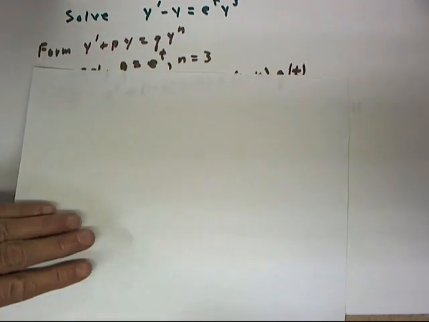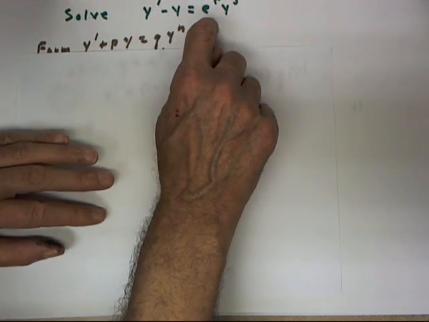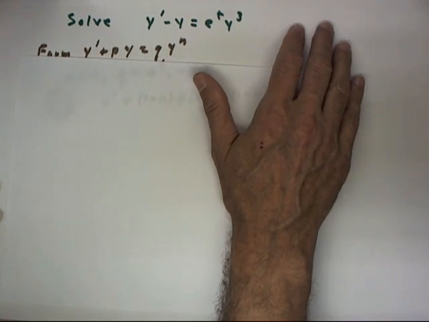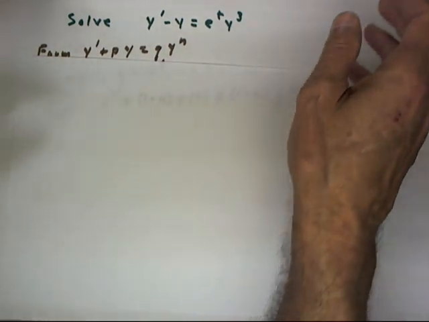We solve the equation y prime minus y equals e to the t y cubed, which we can identify as a Bernoulli equation. The form is y prime plus py equals qy to the n, where p is the coefficient of y, which is in this case negative 1, and q the coefficient of a power of y on the right hand side, that coefficient being e to the t and the power n being 3. So we can say p equals negative 1, q equals e to the t, n equals 3.